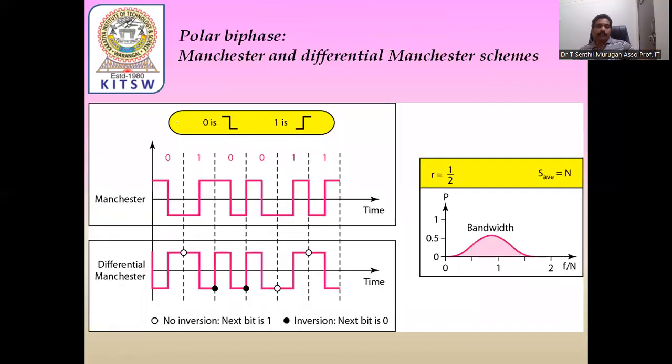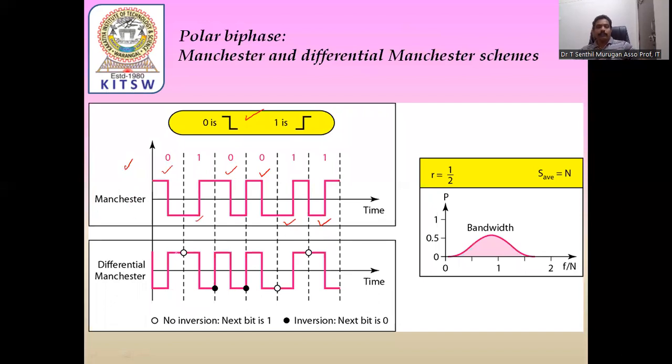See this diagram, it clearly says that 0 means positive to negative and 1 means negative to positive. For Manchester, 0 means positive to negative: here positive to negative, here positive to negative. But 1 means negative to positive: here 1 negative to positive, here 1 negative to positive, here 1 negative to positive. This is Manchester. It's a simple method.